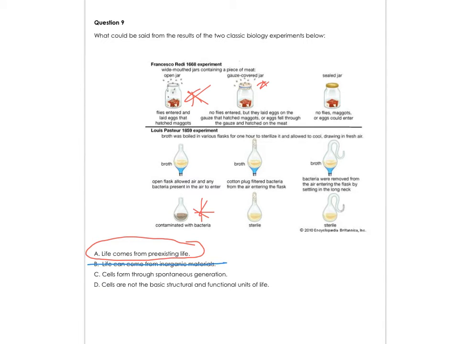All right. C, cells form through spontaneous generation. Well, that's what this was disproving. That's what it's showing not. D, cells are not the basic structural functional unit of life. This didn't really talk about cells much at all. It did show bacteria in the second set of experiments, but really didn't talk about it. So it can't really be D either. So we're back to choosing only one answer, and that's A. All right, let's move on.